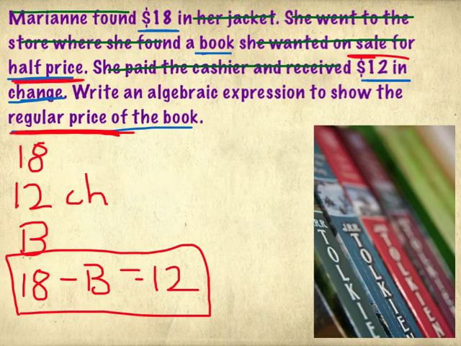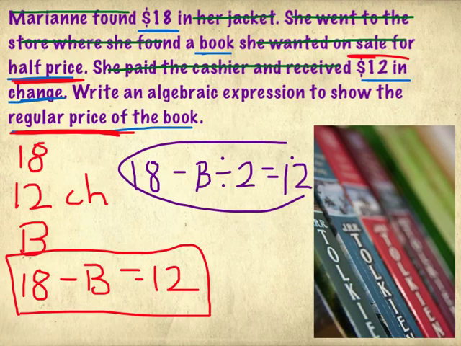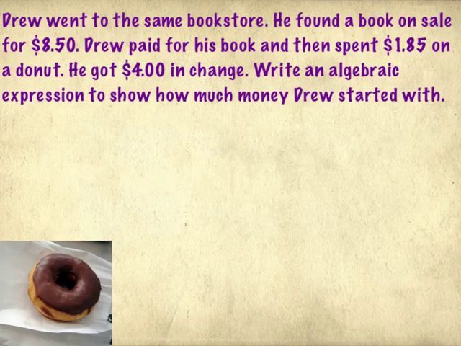The book was on sale for half price. So I know that that book price was divided by 2 because that's what half means. So all I have to do to get my correct equation now is 18 take away B divided by 2 equals 12. That would give me the correct equation. That will tell me the regular price of the book, not the sale price.